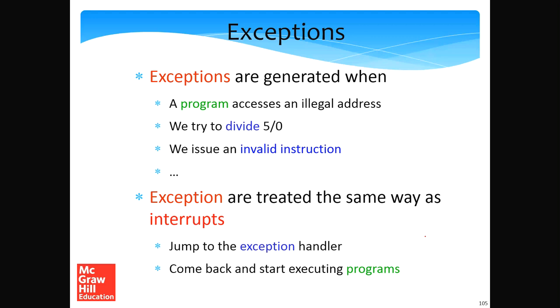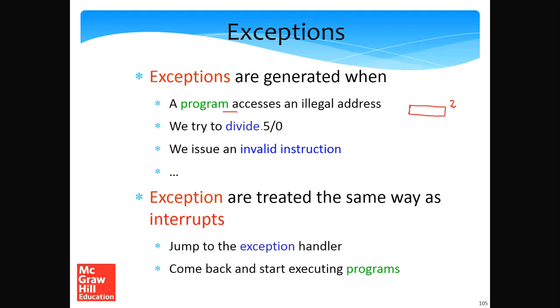Then there is a term called exceptions. Exceptions can be generated in many situations, but pretty much it's a situation which is not normal. It's an exceptional situation. One way is when a program accesses an illegal address, when the address itself is not legal. If this is the address space that we are allowed to use, some sort of an invalid address, and the program accesses that, then it causes an exception.